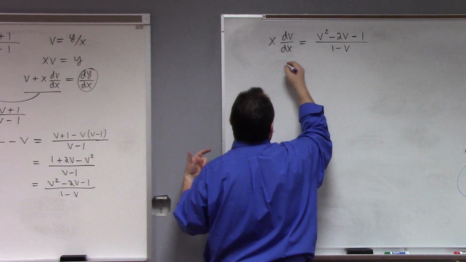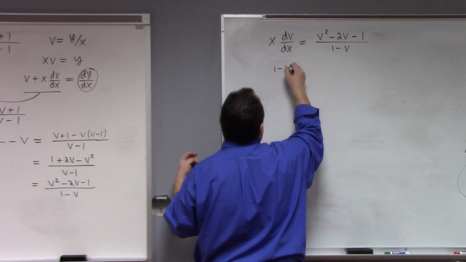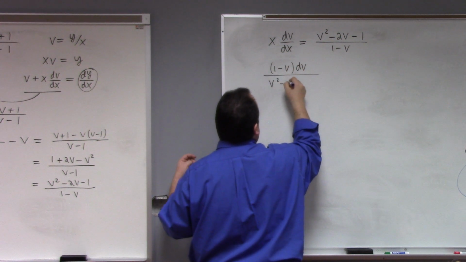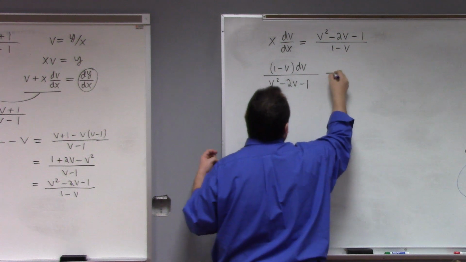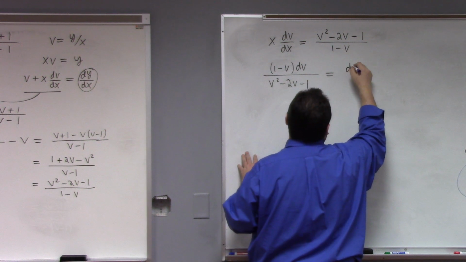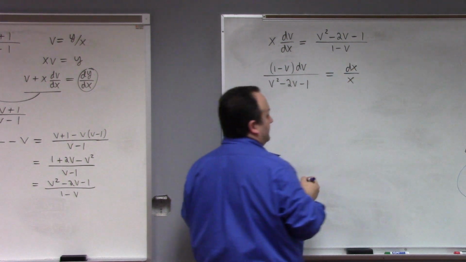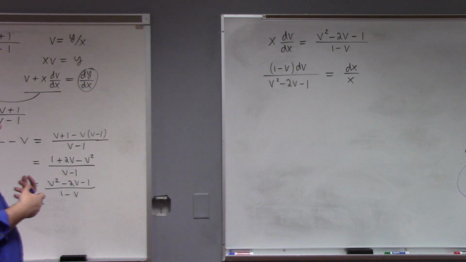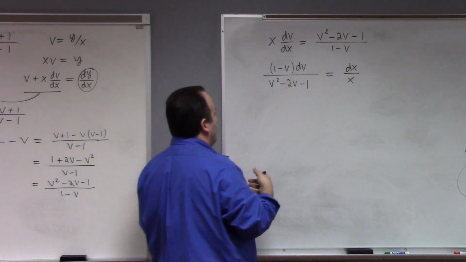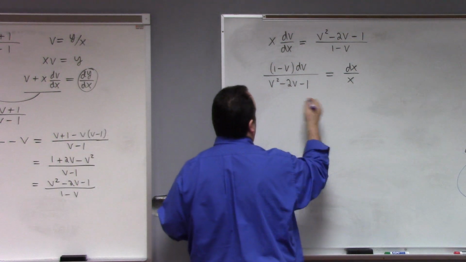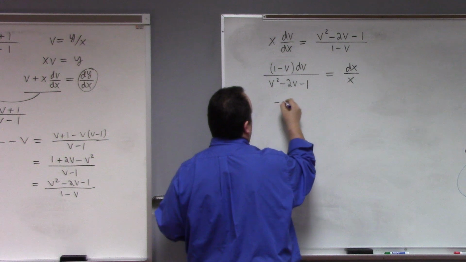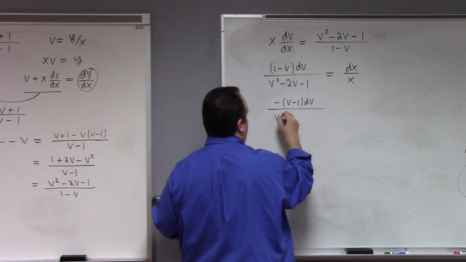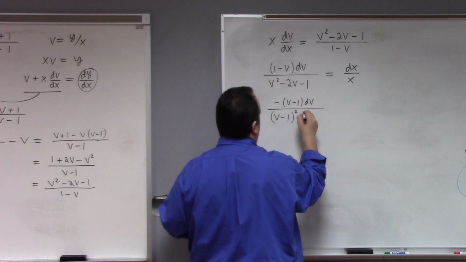What do you got? Well, you have (1 minus v) dv over (v squared minus 2v minus 1) equals, well, dx over x, apparently. And that's actually not a bad one. Let me do a little bit more pre-processing here. This is minus (v minus 1) dv. I like to look at it like that. Complete the square downstairs. I've got (v minus 1) squared.